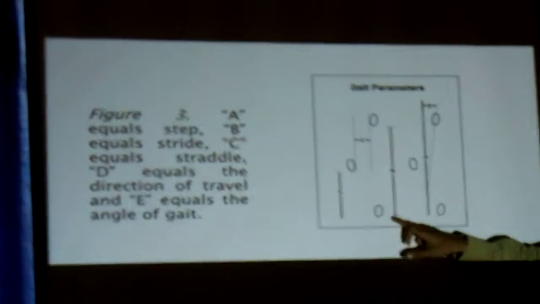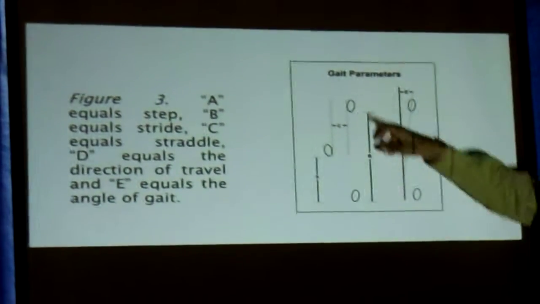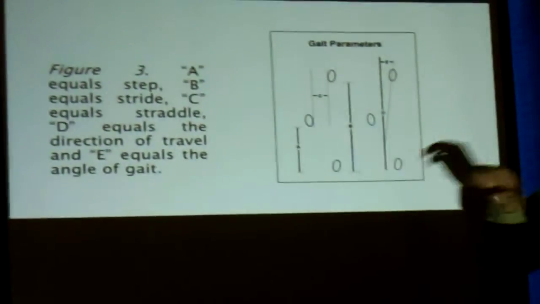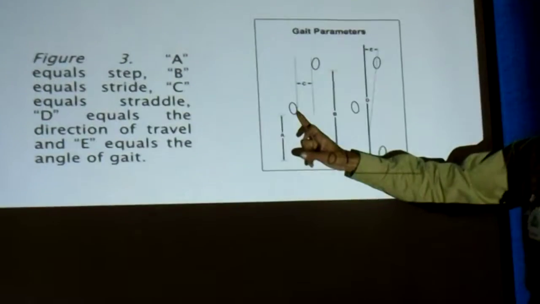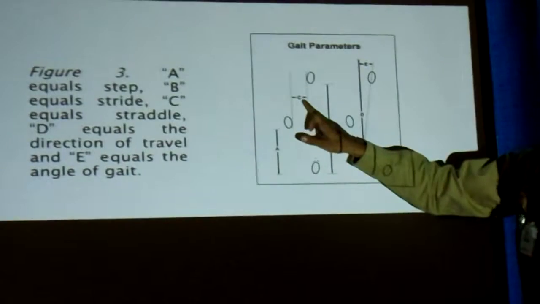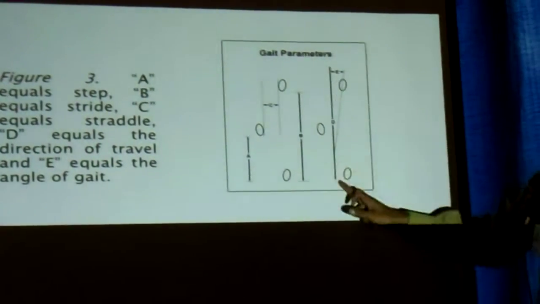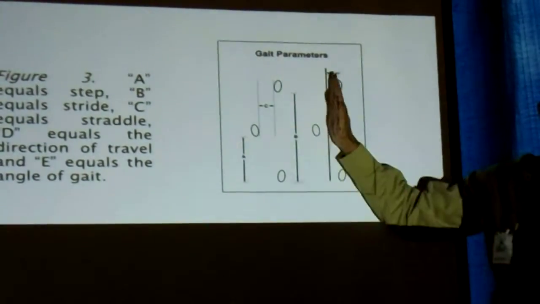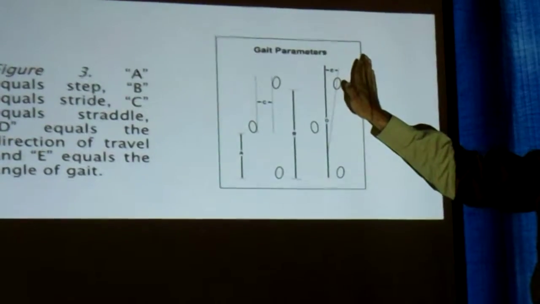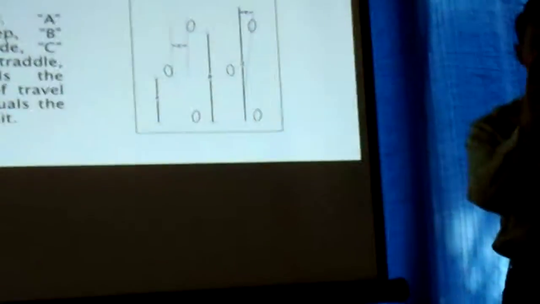B is his stride. The bottom of the heel of the left foot to the bottom of the heel of the next left foot. That's a stride. C is his straddle. So between that heel of the left foot and then the right foot, that measurement there is going to be his straddle. Here, D represents the direction of travel. Say that's due north. Where this foot deviates from that line of progression, that angle is his angle of gait.